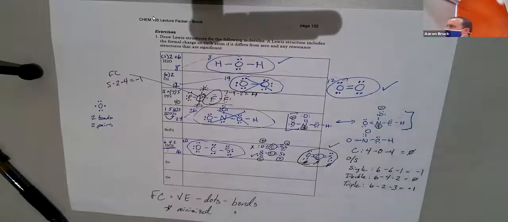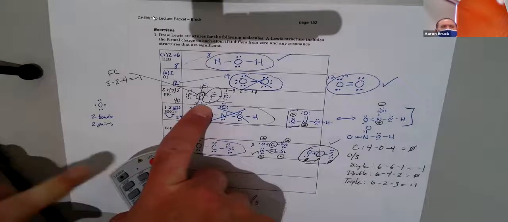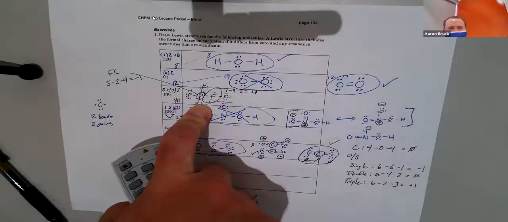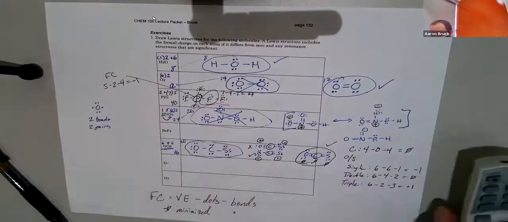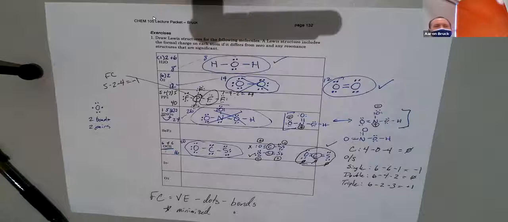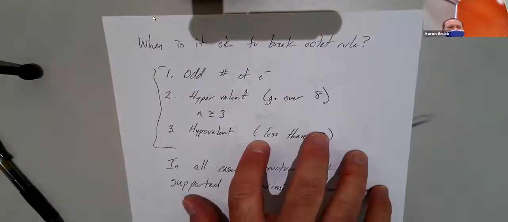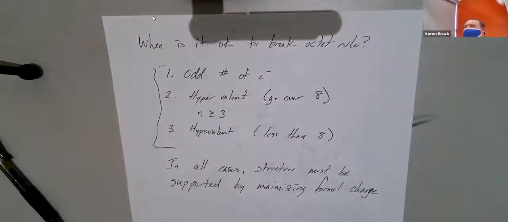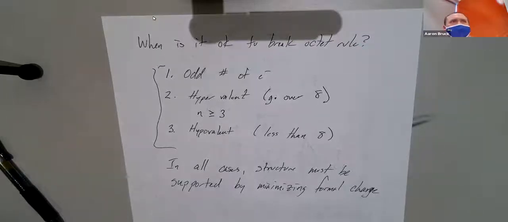Now, as we know, fluorine is as electronegative as they come. Fluorine does not do positive charge. Fluorine either does neutral or it does negative. It doesn't do positive. So this structure has some problems of its own right off the bat. But it brings us to an overall point that we need to make. The question is this: when is it okay to break the octet rule?